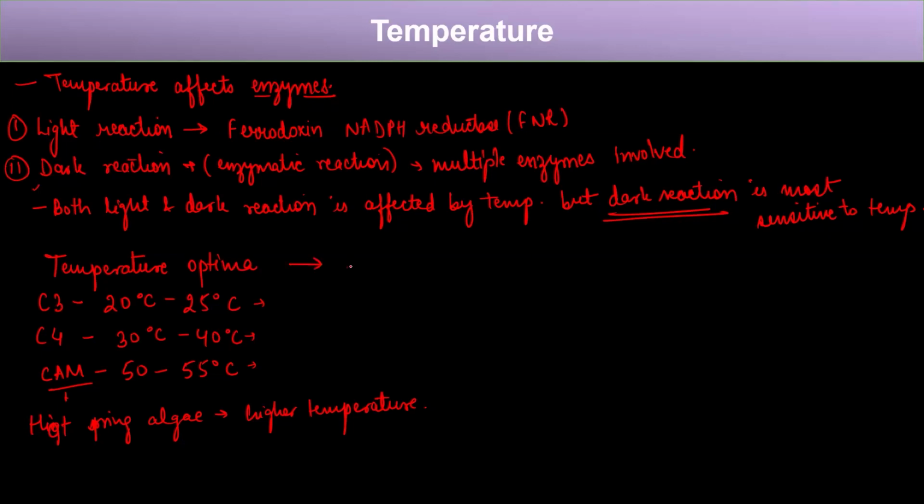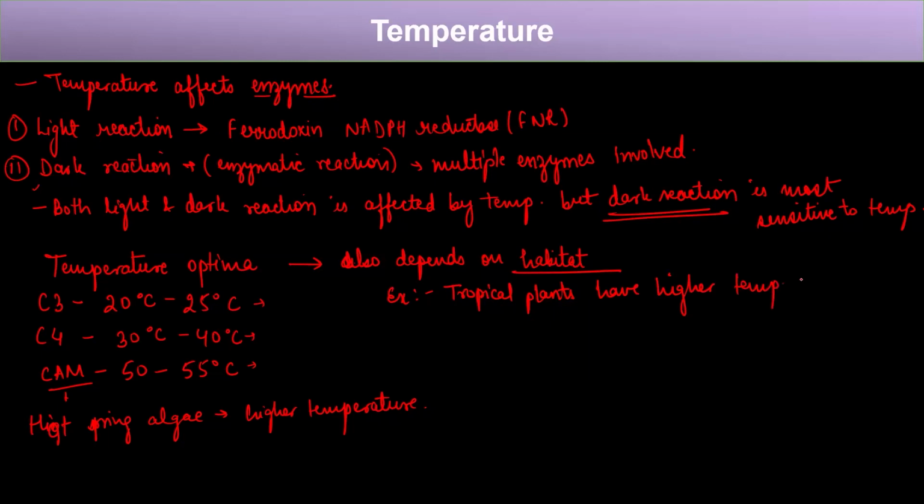So this temperature optima also depends on habitat. By habitat, I mean where these plants grow. For example, tropical plants have higher temperature optima as compared to plants that grow in a moderate climate. Based on the habitat, these plants adapt themselves. That's why C4 plants, which are found in the tropical region, have higher temperature optima. CAM plants are found mostly in the desert, so they have even higher temperature optima than C4 plants, right? So temperature optima depends on the habitat, and the plants adapt themselves based on the habitat, and hence their temperature optima increases.